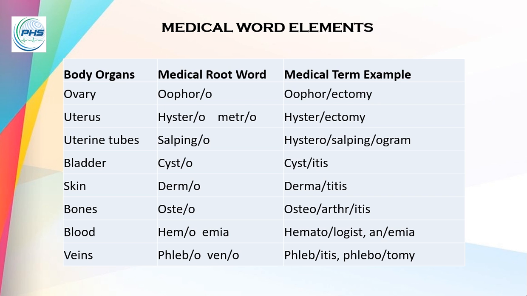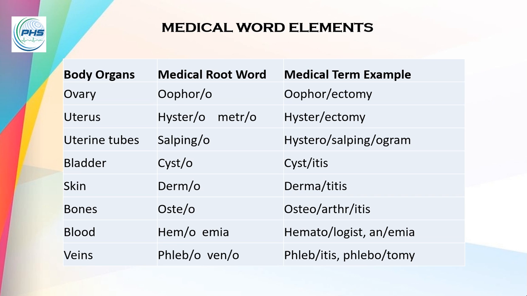Next, we can look at body organ ovary. The medical root word is oophor, and the word example is oophorectomy. Oophorectomy is surgical removal of one or both ovaries, also called ovariectomy.